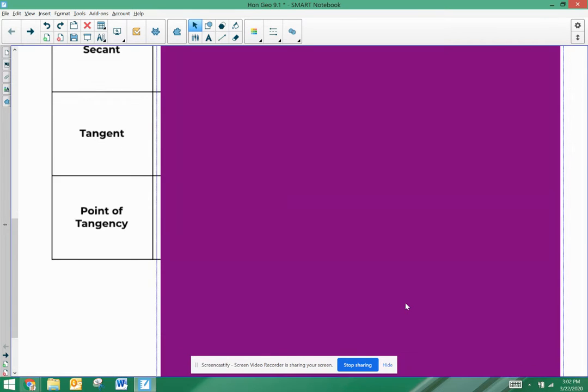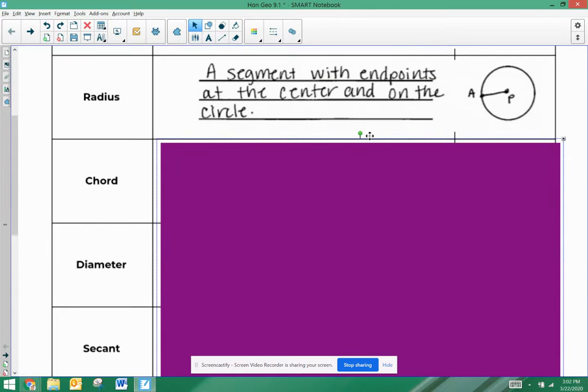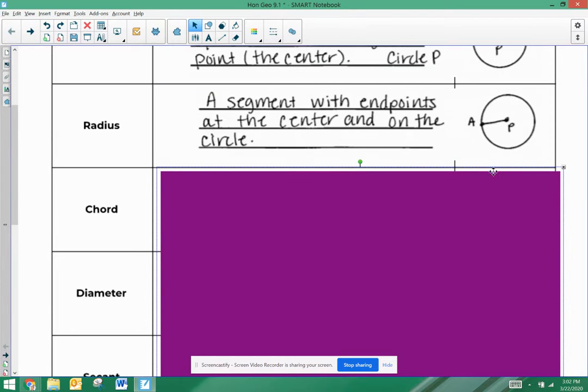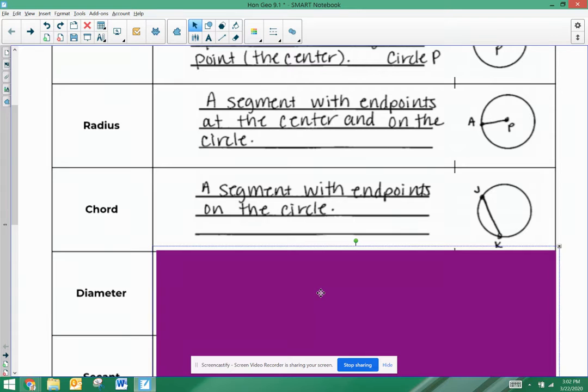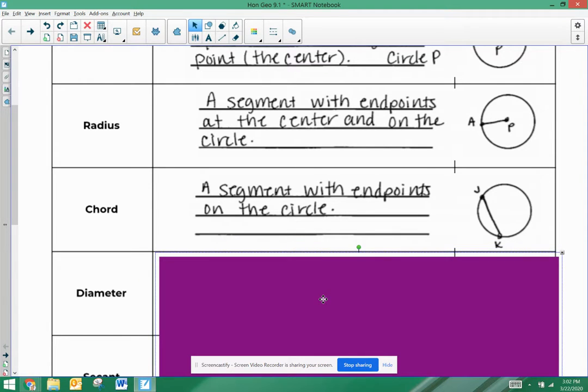A radius is a segment with endpoints at the center and on the circle. The visual there. A chord is a segment with endpoints on the circle. So it doesn't matter where the line goes through as long as it's in the circle and the two endpoints are on the circle.